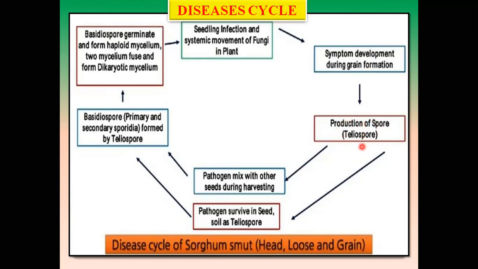So at the time of the threshing operation, this blackish spore mass having the spores gets mixed with the other seeds during the harvesting or threshing operations. So again basidiospores are produced. In this way, that is the complete life cycle of the grain smut, loose smut and head smut pathogens.